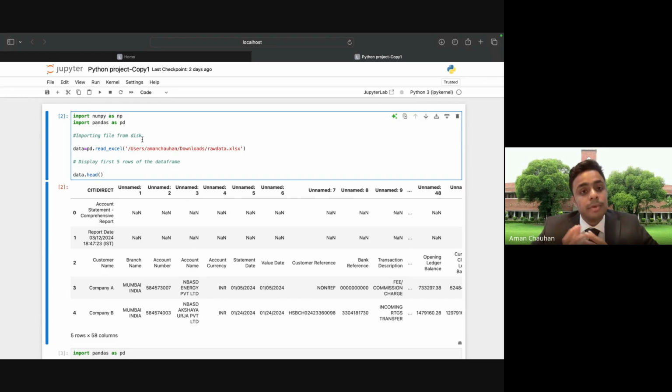Pandas is a very powerful Python library used for data analysis and manipulation, but NumPy is a very powerful library for mathematical calculation. So there lies the slight difference that we should know. Now, this code, data equals pd.read_excel, means that I am giving the input in the form of Python code that the data should be read.